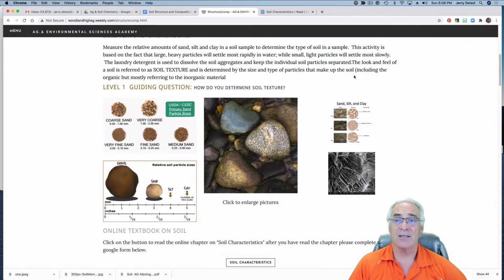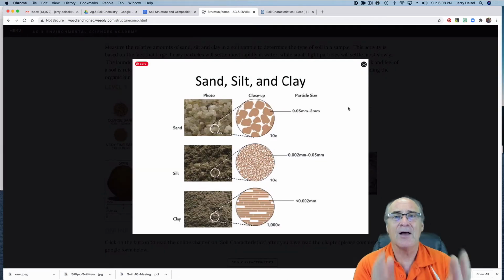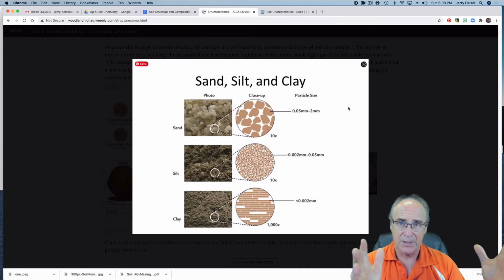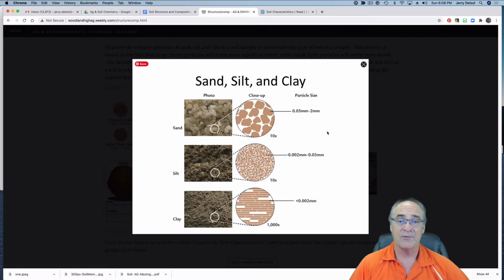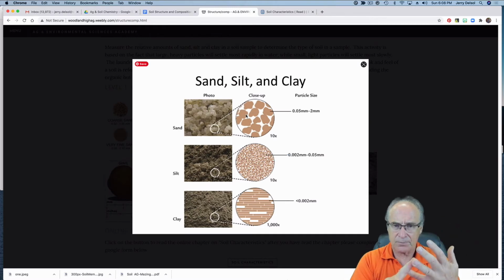And then this last picture I want to show you, there's something else about these 3 textures that are also very, very important. If you take a look at this first one here, this is sand. And if you notice in sand, there are these little bitty particles. These are kind of the reservoir for water and also for the air.